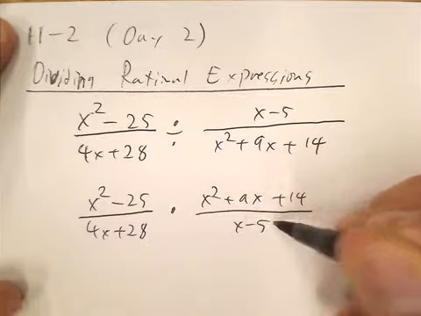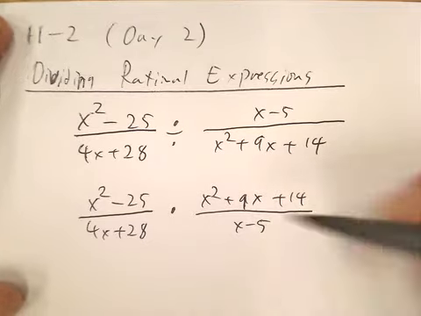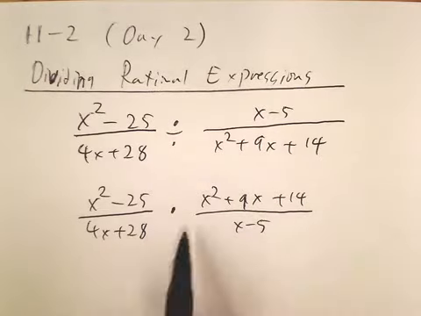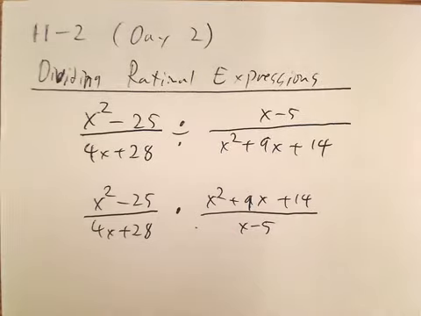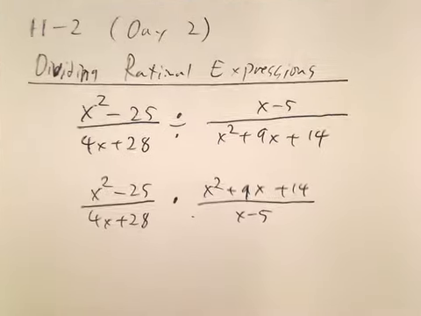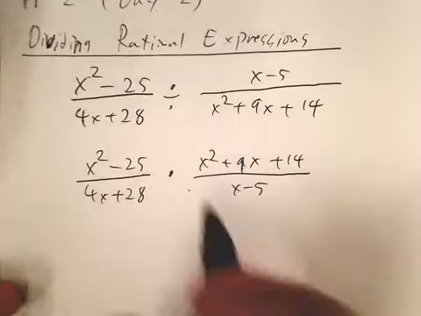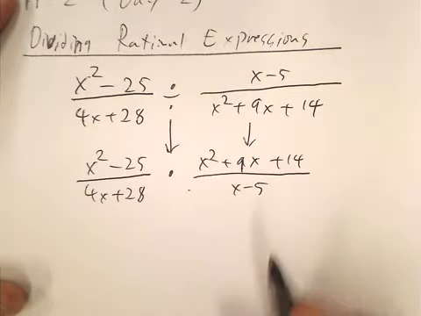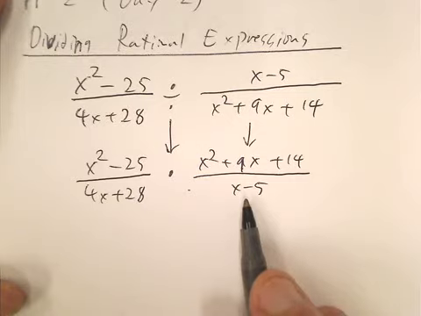x minus 5. So now I have a multiplication problem like we did before, and I can continue with those steps. I usually, when I do this step, I go ahead and factor as well. That way I don't have to write as much, but I just wanted to be clear about how we get rid of that division. The first fraction stays the same. The division changes to multiplication. We take the reciprocal of that second fraction. You flip it over. Okay?